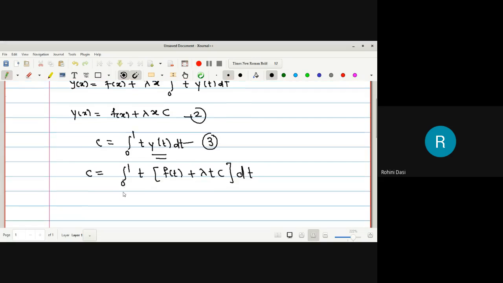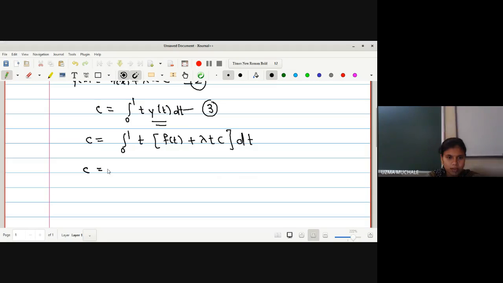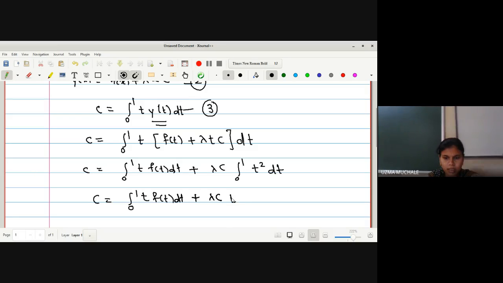Okay, what you can do now? c is equal to integration 0 to 1 t f of t dt. We cannot solve the integration for this one because f of t is not known to us. Simply f of x is a function given to us, so we will keep this as it is. And here we have lambda and c outside the integration. Those are constants, t square dt. So this will be integration 0 to 1 t f of t dt plus lambda c.